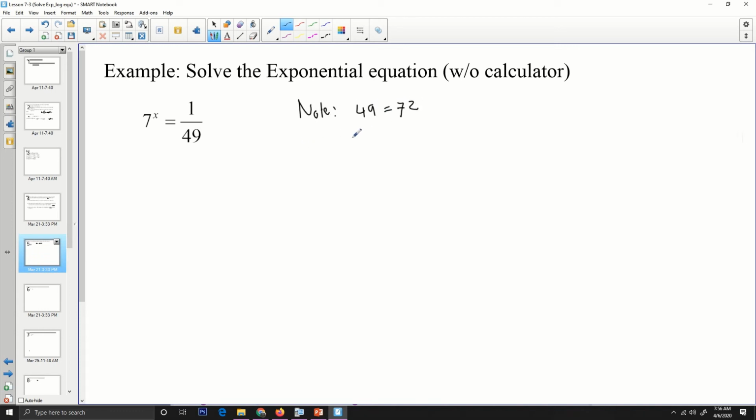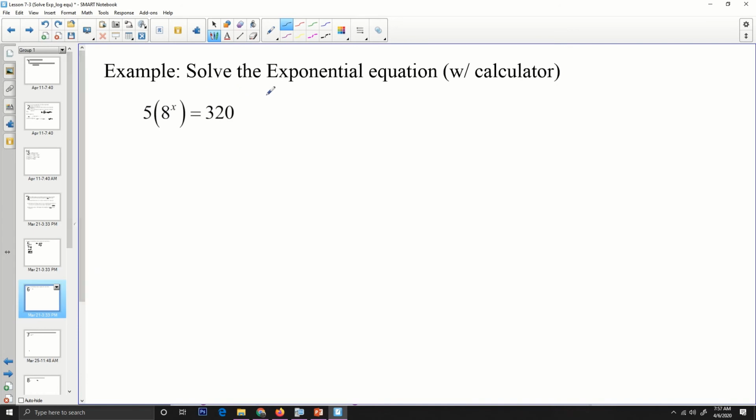And we can also say that if we have a to the negative x, that's the same as 1 over a to the positive x. So I'm going to combine what I know there, and I'm going to say 7 to the x is equal to 1 over 7 squared. 7 to the x will be equal to 7 to the negative 2 using that second property. And then we can say x is equal to negative 2, put a box around it, and then done.